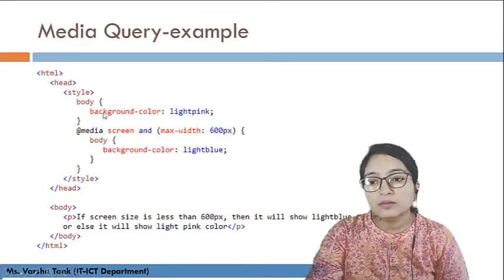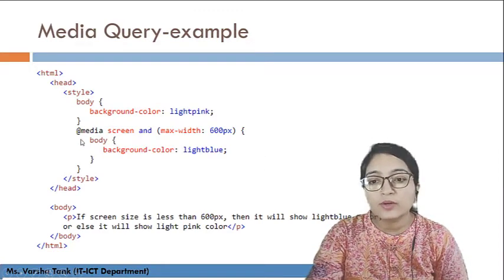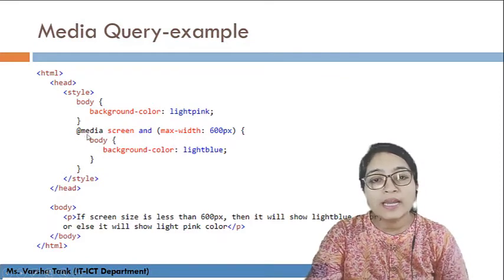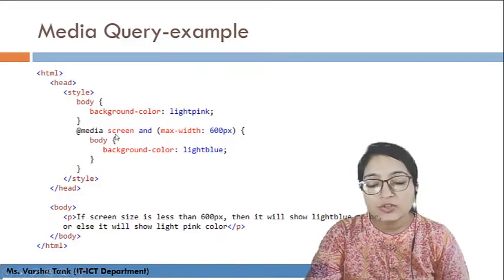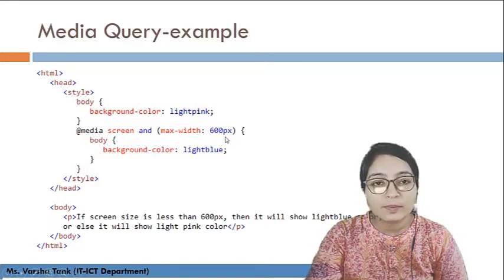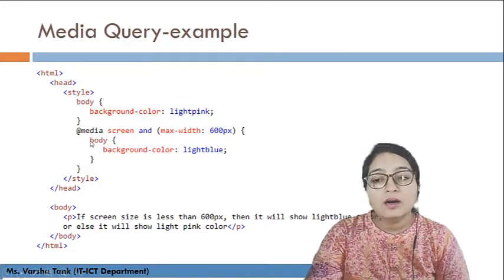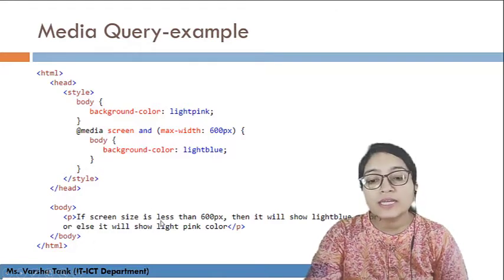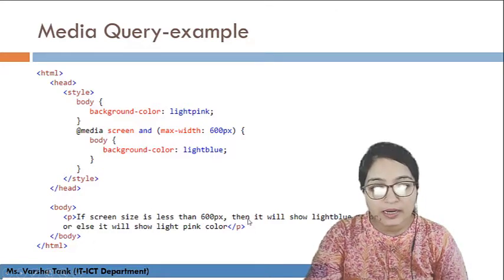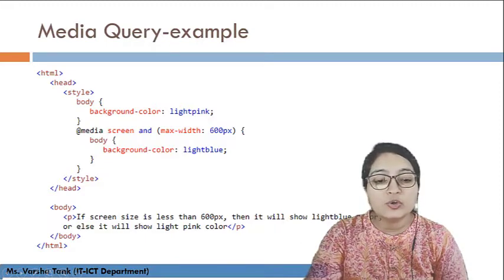Now here you can see how to define the media query. As I told you, whenever you are going to define the media query, you have to write @media. After that, you have to write the media type. Here we are applying it to the screen, so that's why we define screen. And here we have to define max-width 600 pixels. So what is the meaning of this? Let's see. Here in the body, we are defining the background color light blue. So if the screen size is less than 600 pixels, then it will show the light blue color, or else it will show the light pink color that you have already defined.